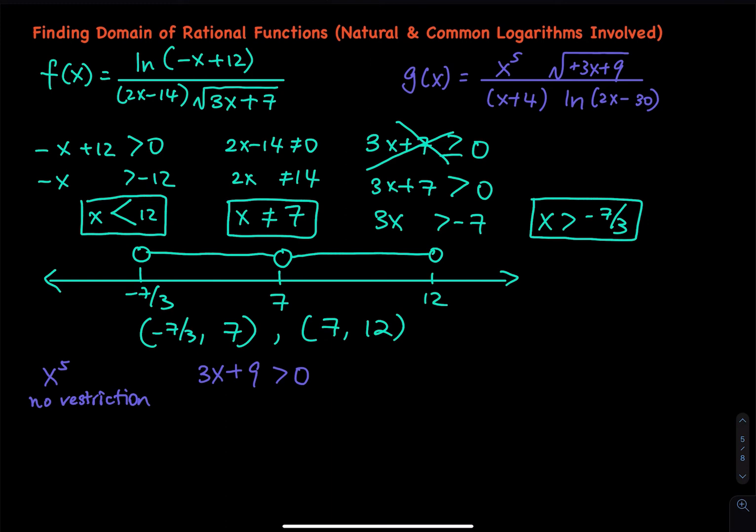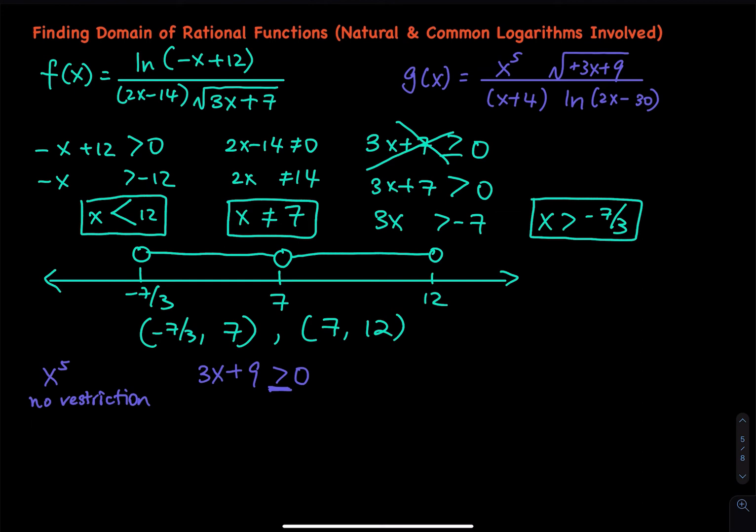Did I forget something? This time I have the square root on top. Yes, I forgot an equal sign. Because 3x plus 9 is on top, it is okay to use an equal. Because 3x plus 9 equals 0, so what? Then the square root of 0 equals 0. Having a 0 in the numerator is perfectly fine.